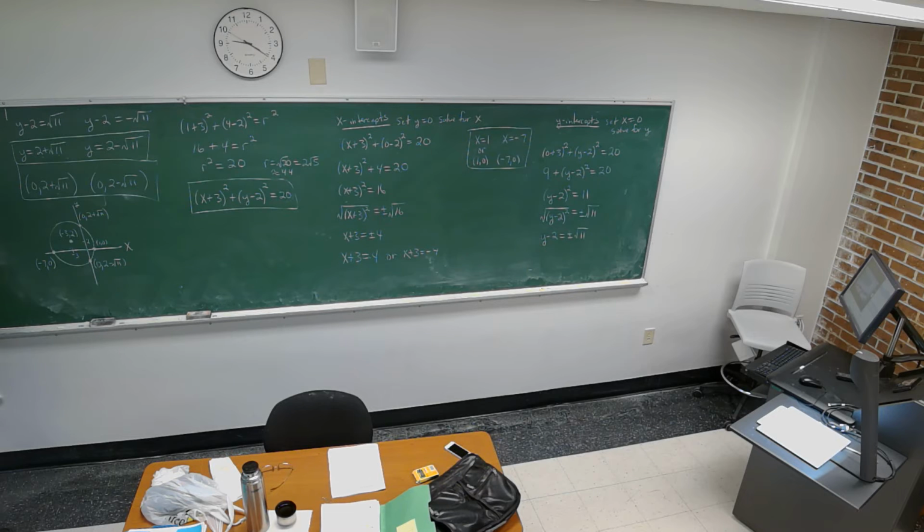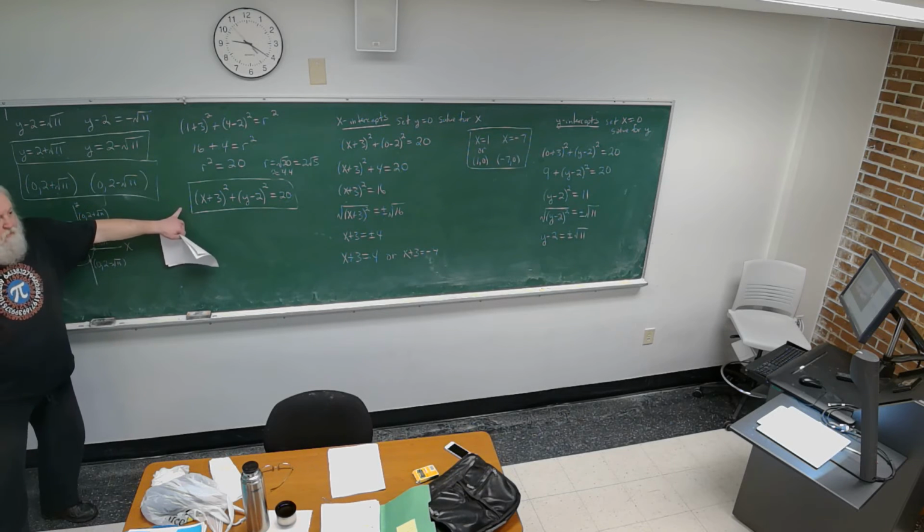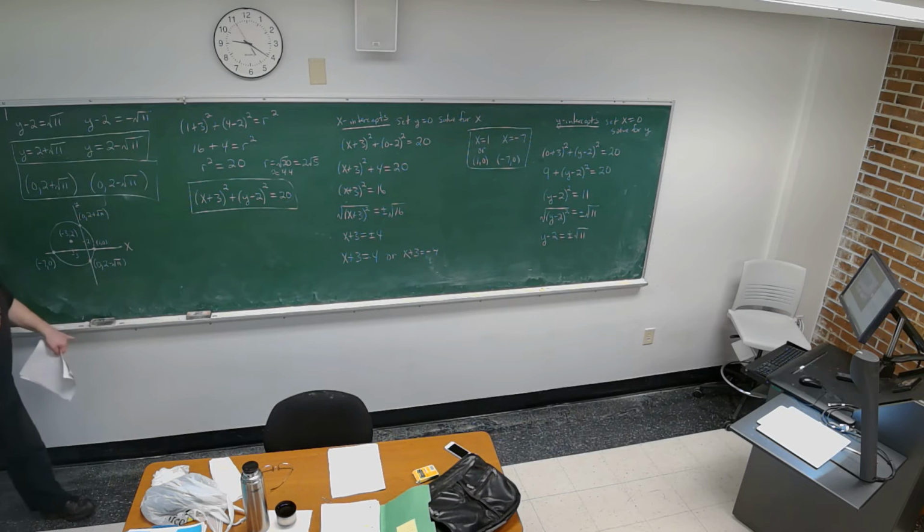And so that's the graph of this circle right here. The crude graph of this circle right here with the 4 intercepts there.